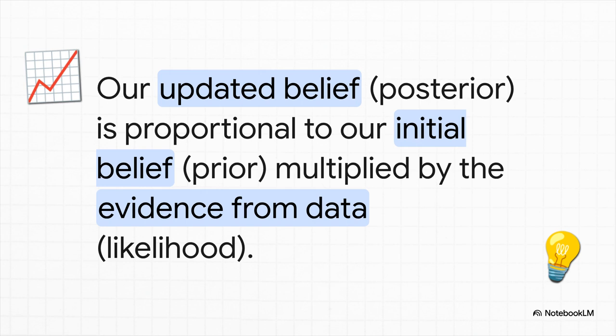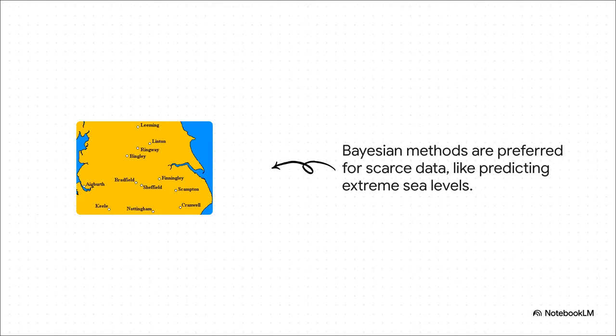Put simply, you start with a hunch, you collect some data, and that data helps you update and improve your hunch. So let's jump back to our sea level problem. For predicting something really rare like this, a Bayesian approach is often the way to go. And why is that? Well, because extreme data is, by its very nature, rare. You don't have a lot of it. Bayesian methods let you beef up that limited data with other info you might have through your prior beliefs.